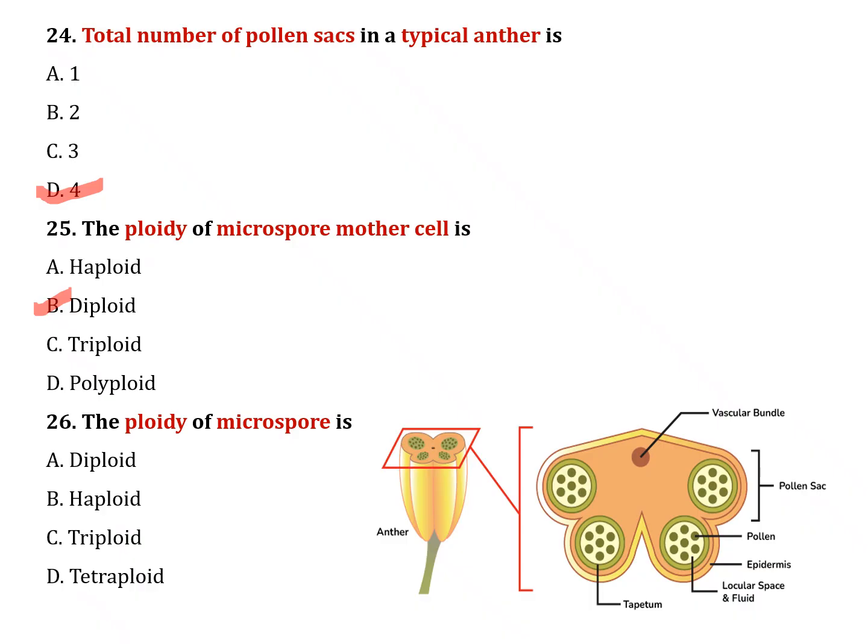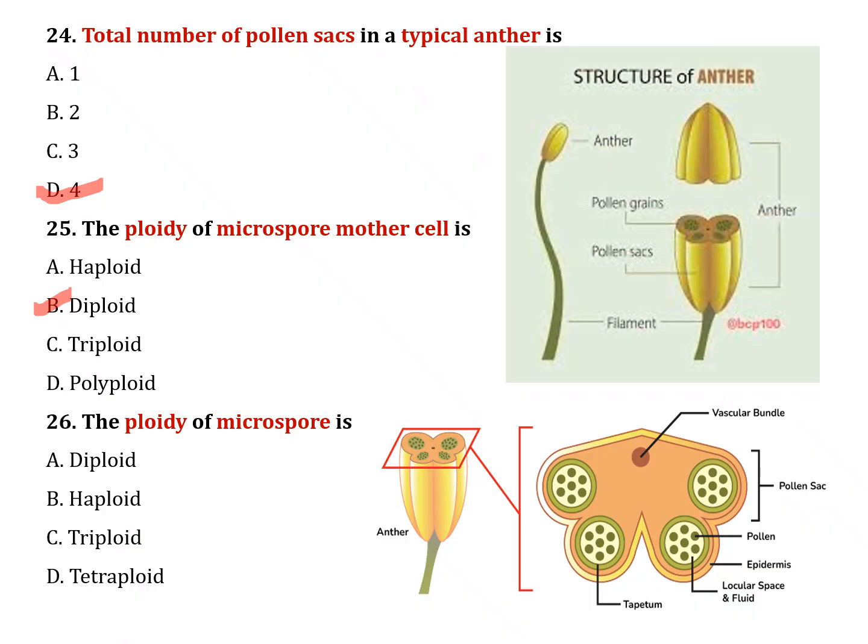The next question, number 26. The ploidy of microspore is: option A, diploid; option B, haploid; option C, triploid; option D, tetraploid. Correct answer is option B, haploid. The ploidy of microspore mother cell is diploid and the ploidy of microspore is haploid.